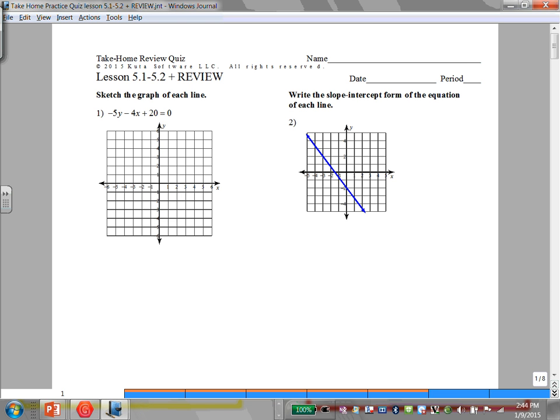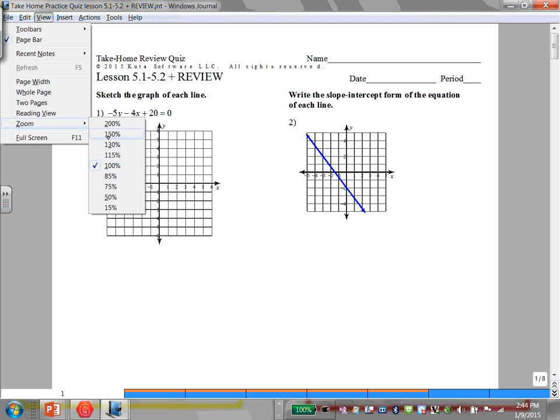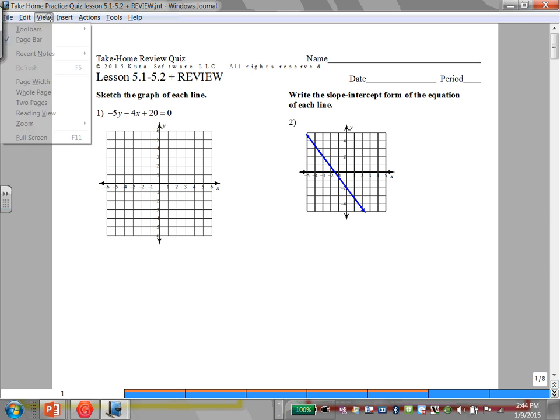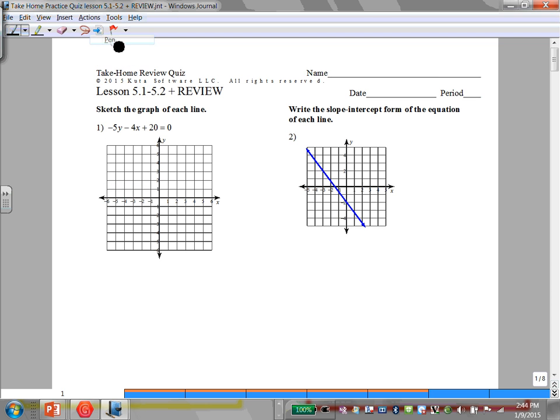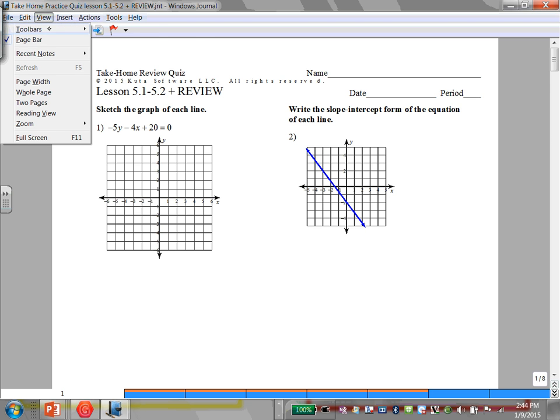Students, this is the take-home practice quiz. We're going to be doing about half of this together. 1 and 2, that is graphing of lines. I am not going to help you with that. That's something you should be very comfortable with right now. So work through 1 and 2 on your own.